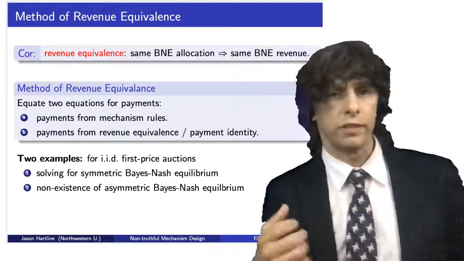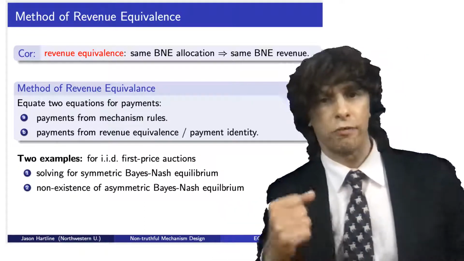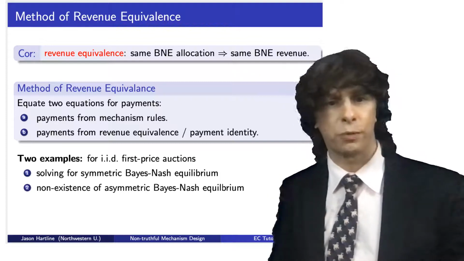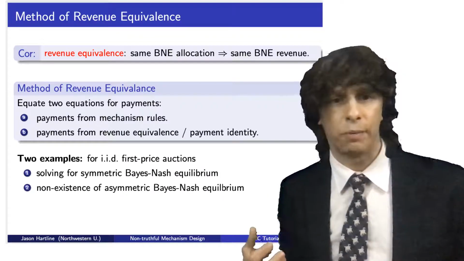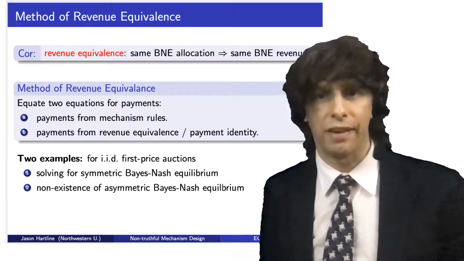Good. So we're going to see two examples of the method of revenue equivalence. The first example we're going to use to solve for the symmetric Bayes-Nash equilibrium in IID first price auctions. And in the second example, we're going to show that there don't exist asymmetric Bayes-Nash equilibria in IID first price auctions.